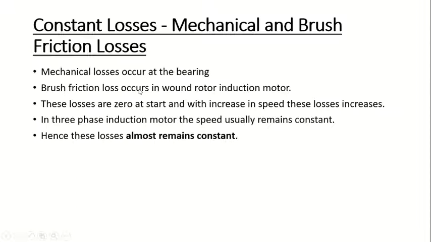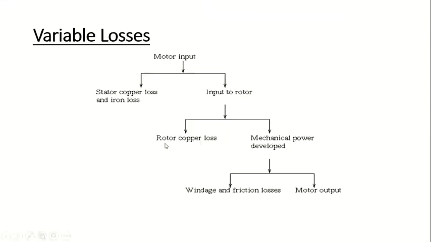Brush friction losses occur especially in a wound rotor or slip ring induction motor. Means there is a scope of additional resistance in a slip ring induction motor, hence the brush friction losses will occur there. Here in constant losses, these losses are always zero at starting, but with increasing speed, these losses increase, but we will usually consider these losses constant compared to the variable losses. The variation in these losses is very small, and these losses are almost constant.